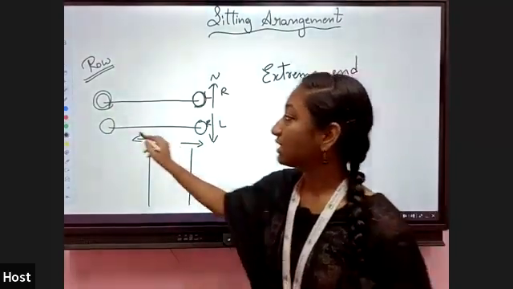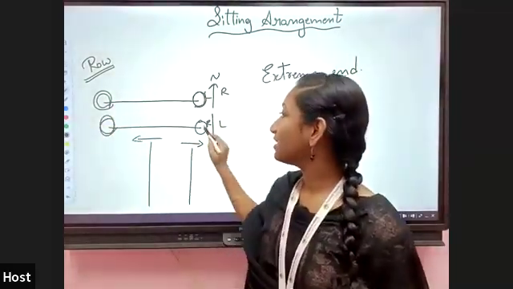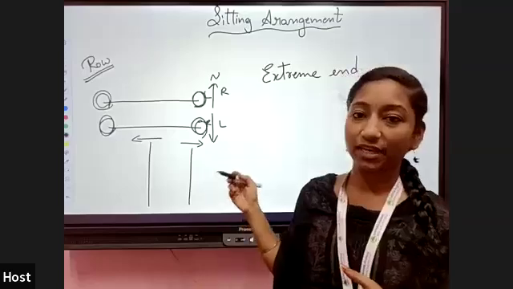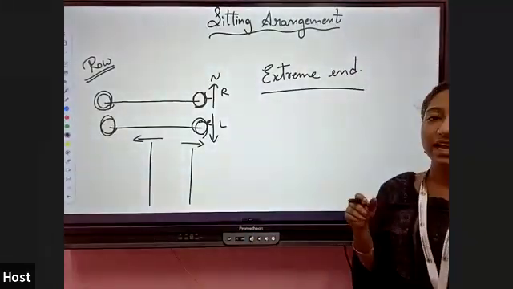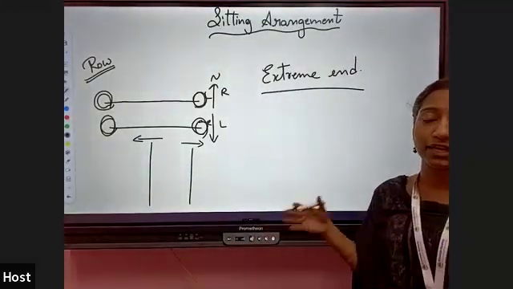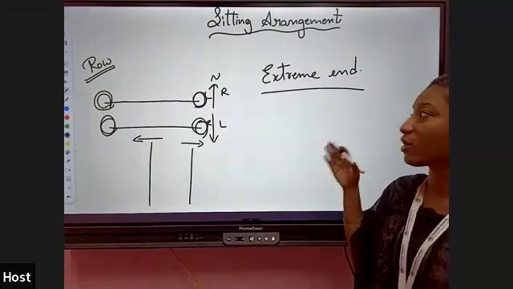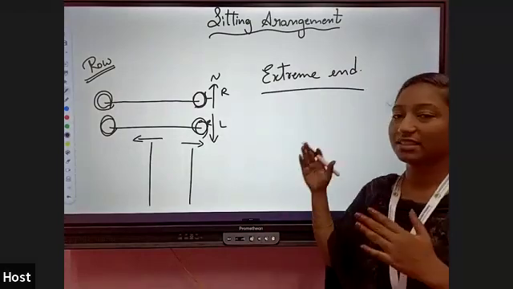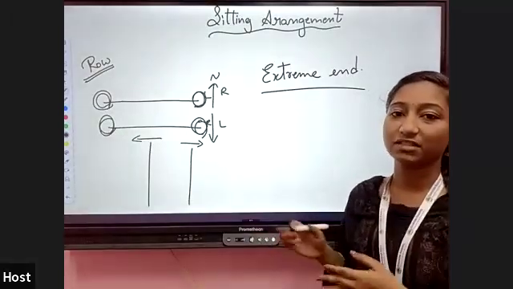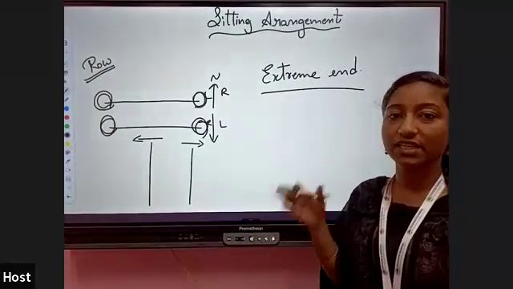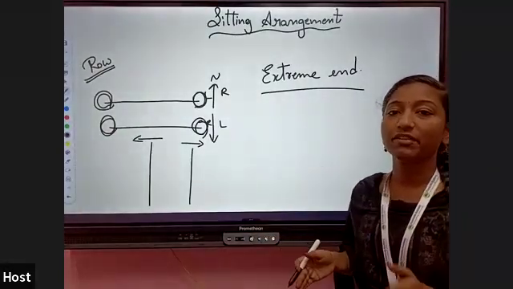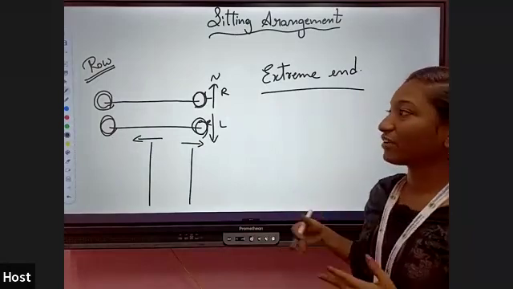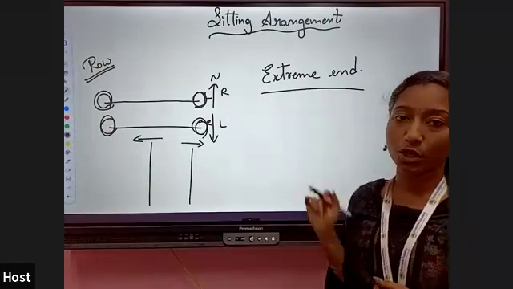Coming to the south, this is the extreme right end and this is the extreme left end. Extreme end means the edge. The edge ending point of the row is called the extreme end. If it is on the right side, it is called the extreme right end. If it is on the left side, it is called the extreme left end. This term we will mostly use in the row topic.